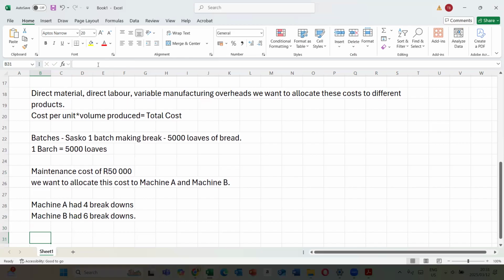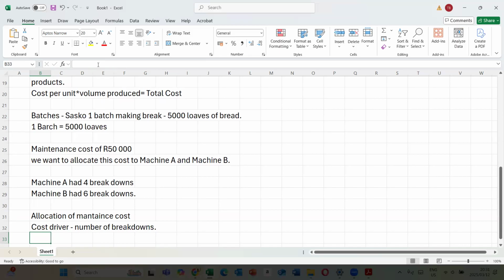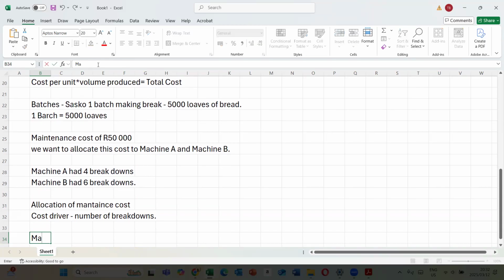How are you going to allocate the maintenance cost? The first thing, the cost driver in regards to this is going to be what? The cost driver is the number of breakdowns. So what is a cost driver? It is the factor that can increase the maintenance cost. We can agree the maintenance cost can be increased by the number of breakdowns. In other words, a machine that had more breakdowns should have more maintenance cost, and a machine that has fewer breakdowns should have less maintenance cost.